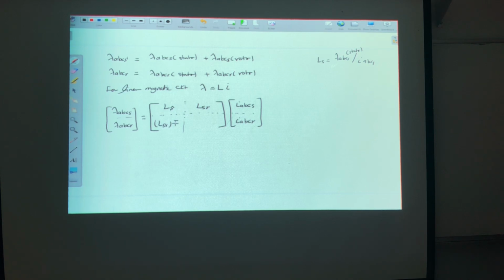Instead of writing 3 matrices, I will write 2 matrices. Instead of writing LSR and LRS, I will say it's LSR and this one the transpose of that. So the last one here is LR. Good. So now let's try to find the first one, which is the self-inductance.